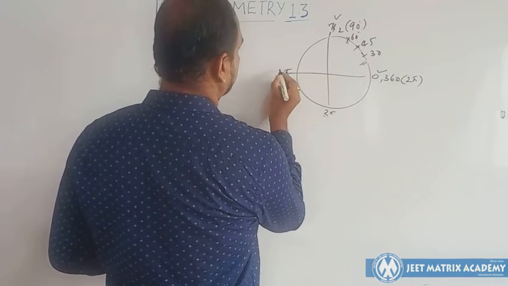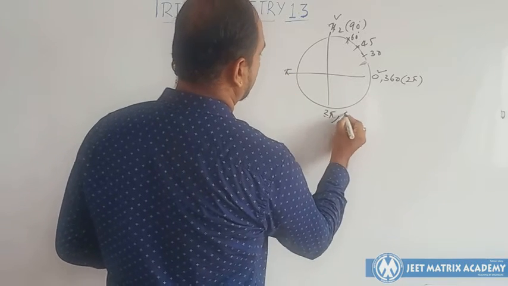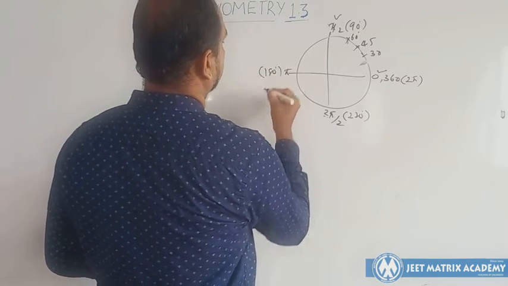Pi, 3 pi by 2, 270 degree, this is 180 degree.